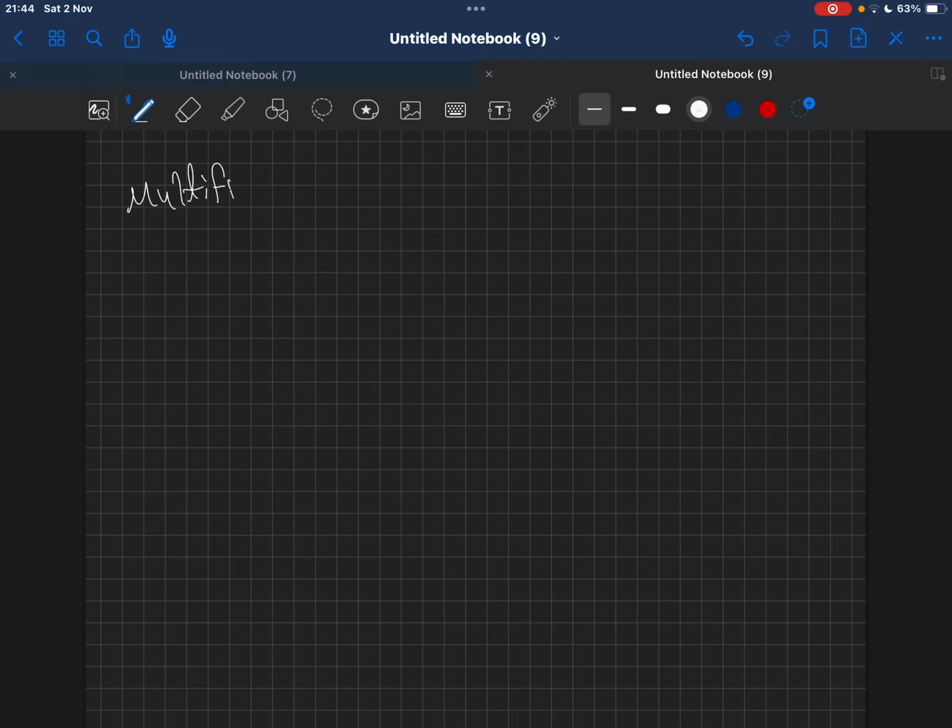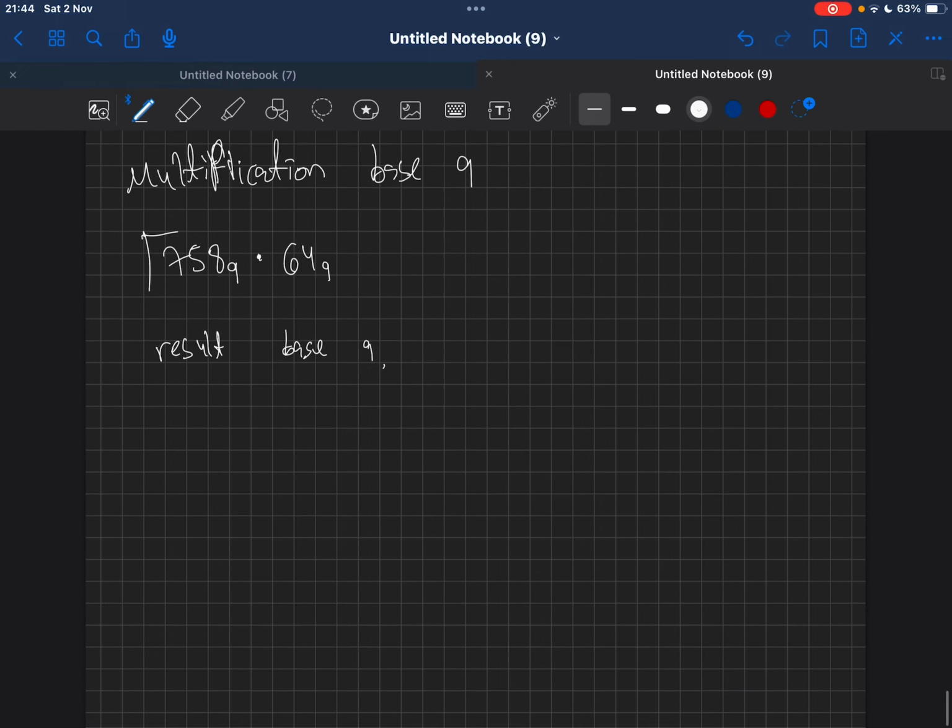Okay, so the idea is to solve a multiplication of two numbers, multiplication in base 9 and not base 10. So let's see an example. We'll take those two numbers, 758 in base 9, and multiply it by 64 in base 9. And I want the result again in base 9, not base 10.